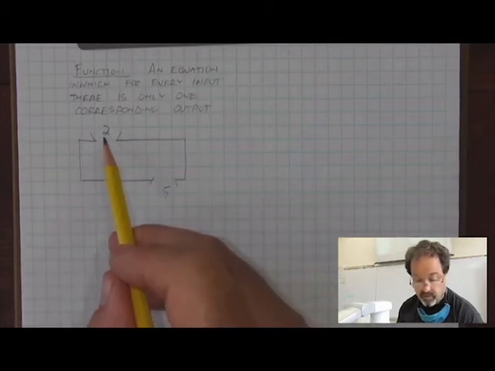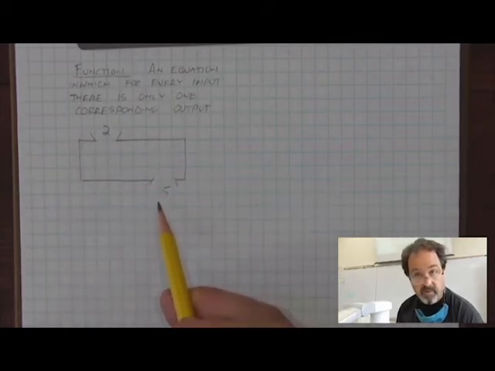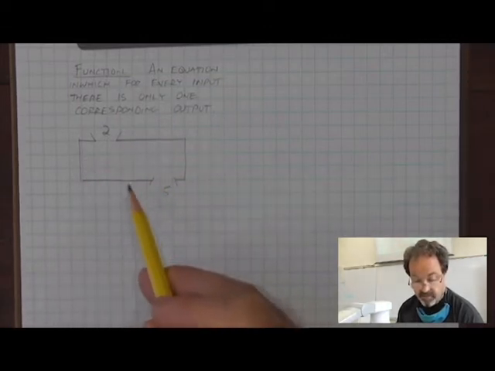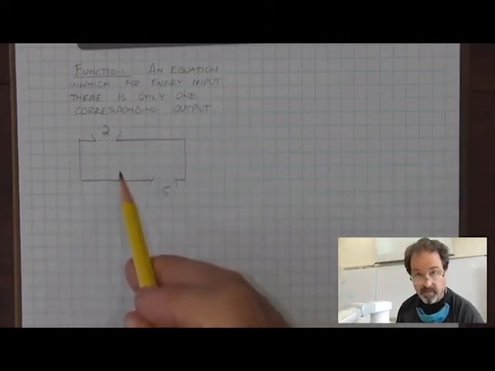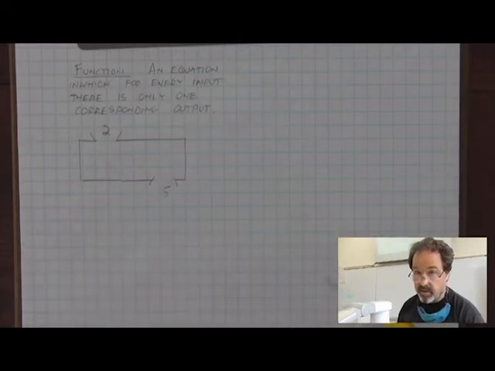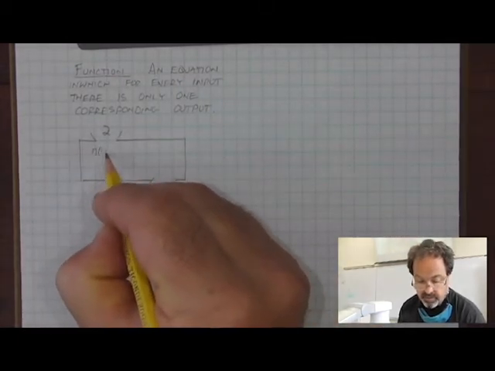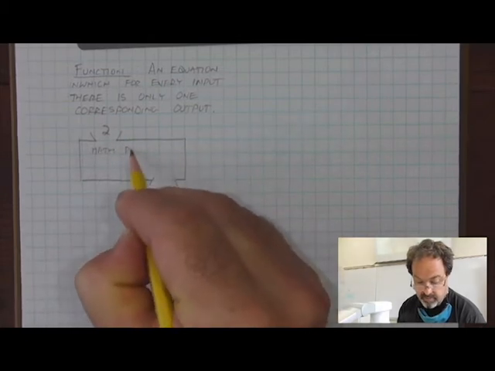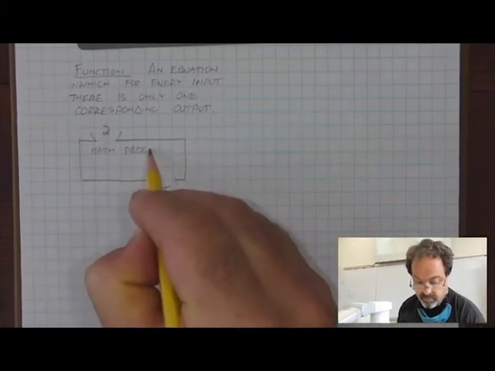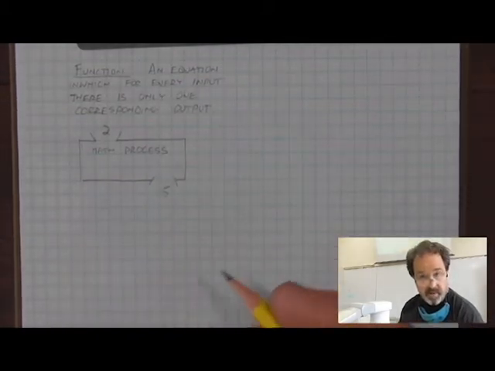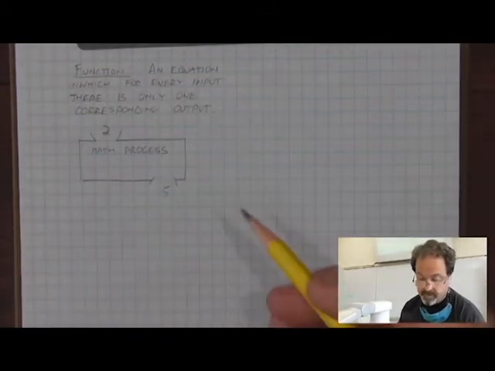If we put a 2 in and sometimes we get a 5 and sometimes we get a 7, then this mechanism isn't reliable because we don't know quite what we're going to get each time, and therefore it would not be called a function. This machine, in this case, is a math process. What's happening to the 2 mathematically? We don't know yet.